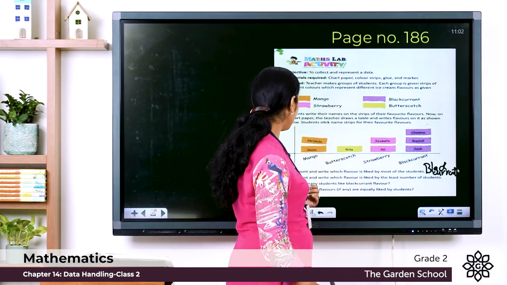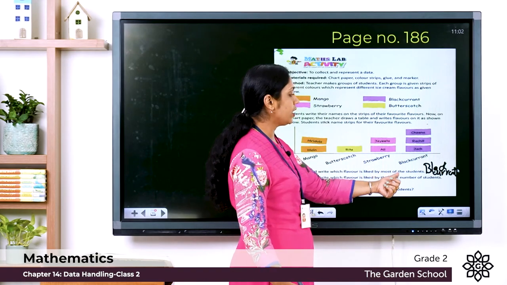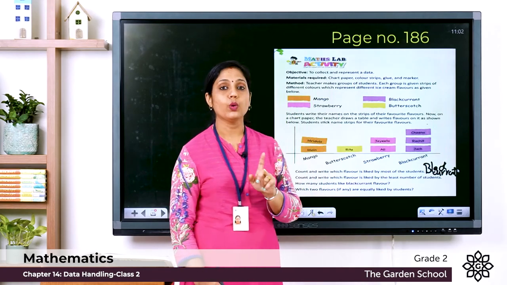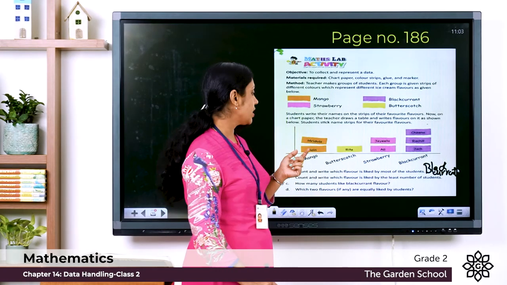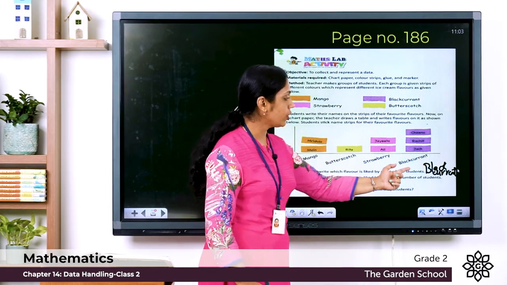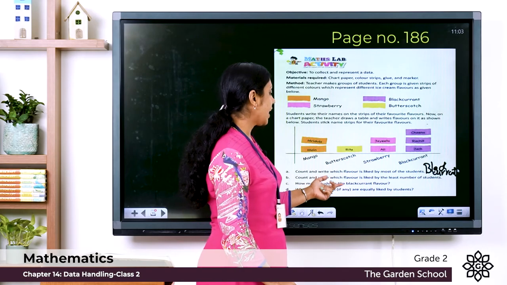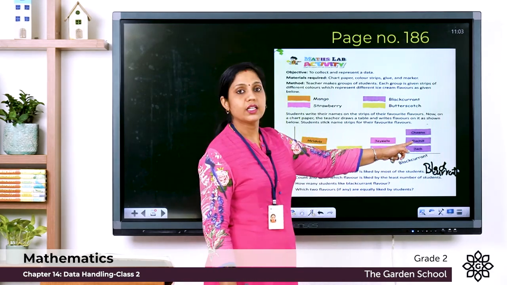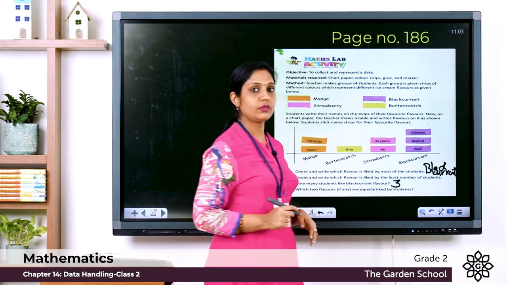Now the second one B, count and write which flavor is liked by the least number of students. So you can see butterscotch is liked by only 1 student. So which flavor is liked by the least number of students? It is butterscotch. So you can write it over there, butterscotch. C, how many students like blackcurrant flavor? So look here, how many students? It is 3. So you can write there 3.